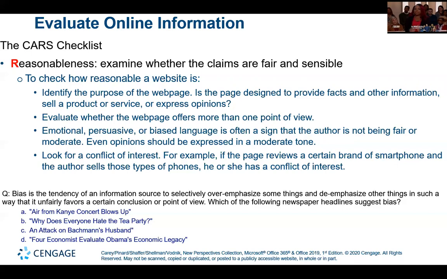All right, if you were going to make a selection, it should be B. Why does everyone hate the Tea Party? Everyone doesn't hate the Tea Party or they wouldn't exist. So you know that's going to be a bias situation.